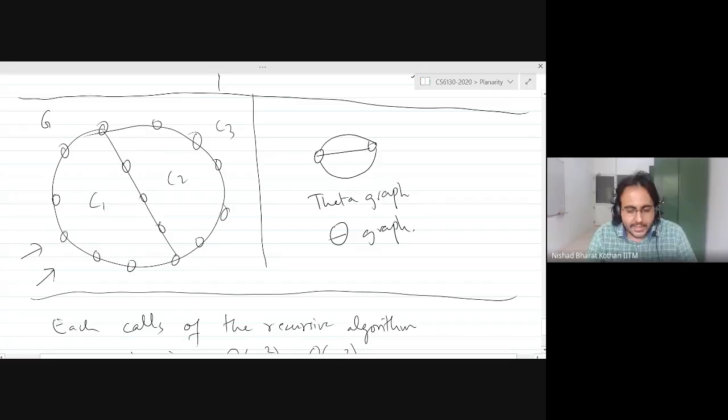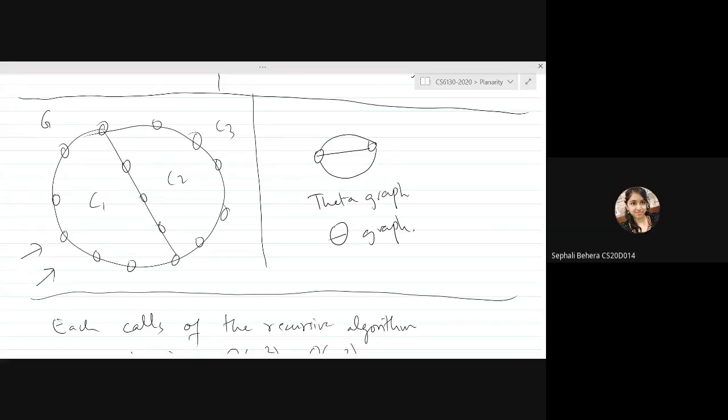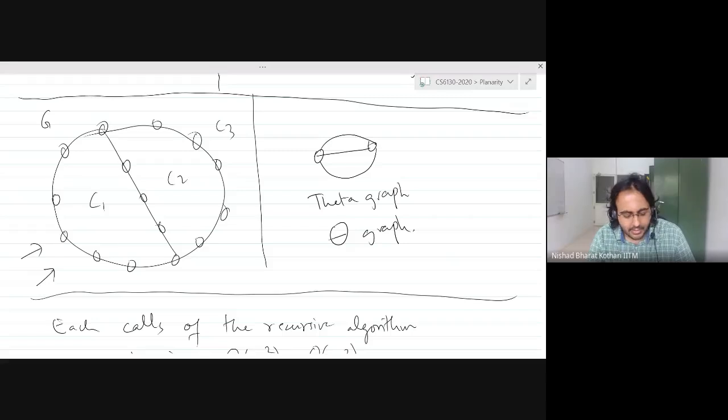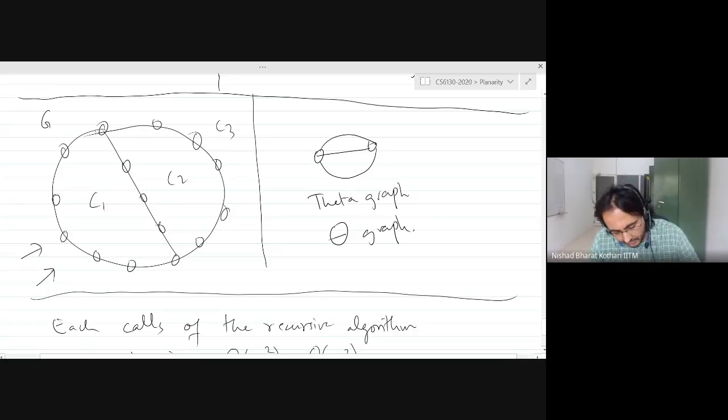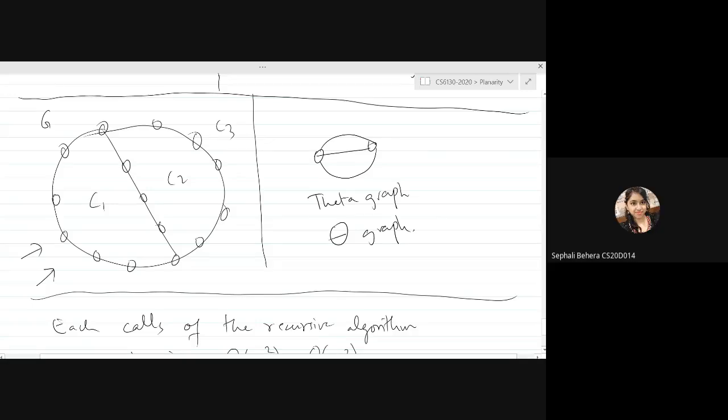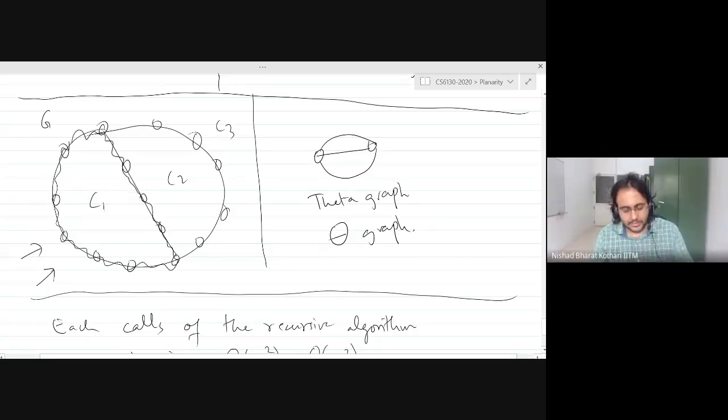Is that right? For each cycle, how many bridges are there? Supposing you look at C1, how many bridges are there for C1? No bridges. Are you sure about that? So if this is the cycle C1, how many bridges are there?